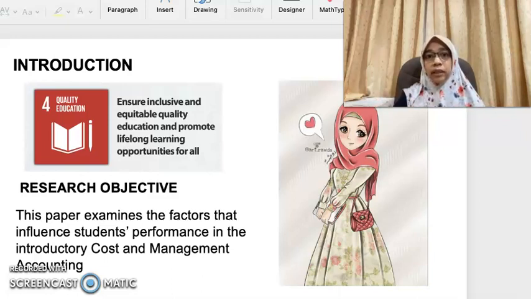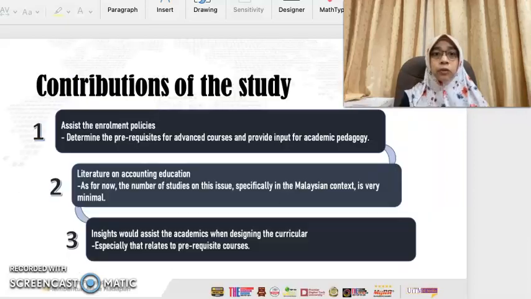Focusing on this, the research objective of this paper is to examine the factors that influence student performance, specifically in the Introductory Course in Management Accounting. The contribution of the study would be to assess the enrollment policies, whereby it determines the prerequisite for the advanced courses, and provide input for academic pedagogy. Because we are looking at the introductory course, this will be a prerequisite paper for them to continue with other higher management papers.